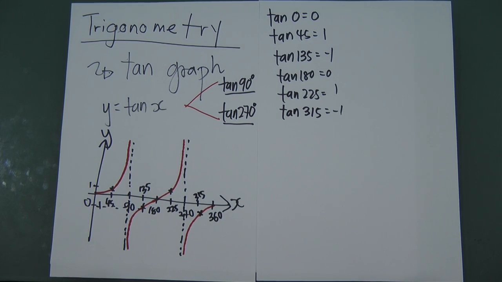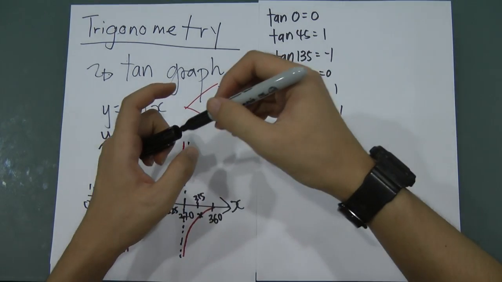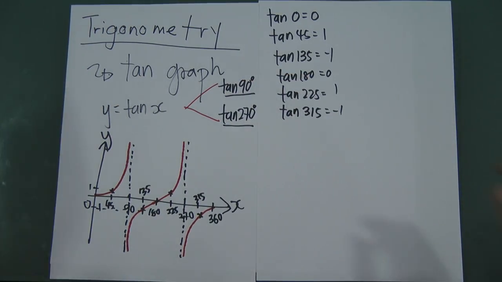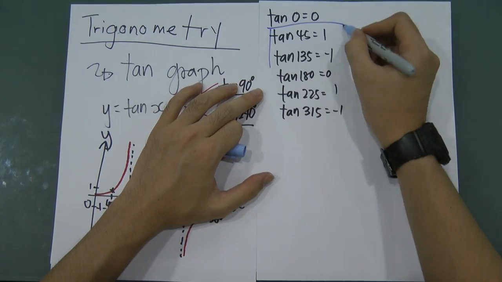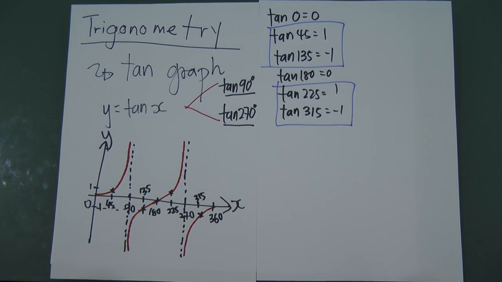However, for the tangent graph, those 1 and -1 are not so important. Okay, it's not so important. This all is not so important. However, if the question asks, you just need to understand about this one.